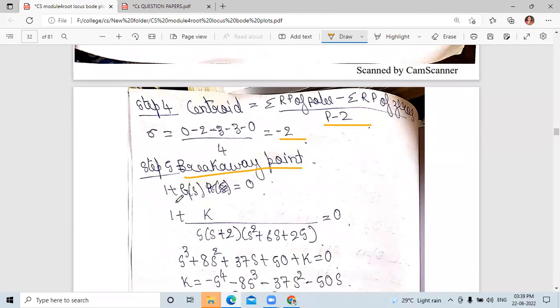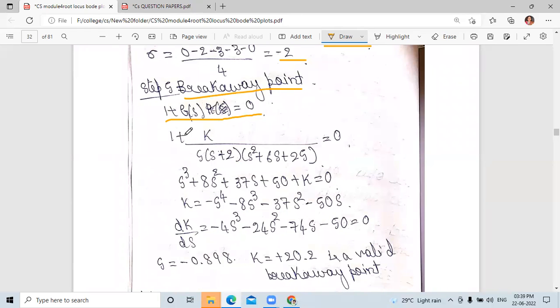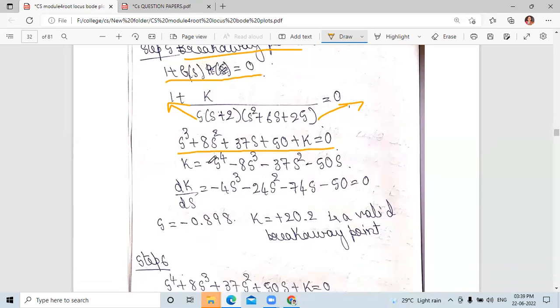Next, breakaway point: 1 plus G(s)H(s) equals 0. Here the H(s) value is 1. So 1 plus G(s), write down the given G(s) value, and H(s) value is 1. When you take out the LCM, the numerator will remain and the denominator will go to the right side and become 0. So when you solve that equation, you will get s to the power of 4 plus 8 s cube plus 37 s square plus 50 s plus K equals 0. So K equals, if you take it to the right side, minus s to the power of 4 minus 8 s to the power of 3 minus 37 s square minus 50 s.